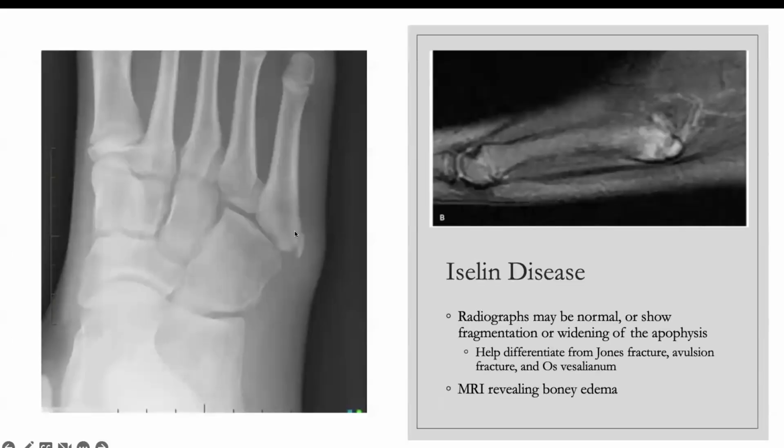On our radiographs, again, we're going to see the fragmentation or the widened apophysis. This is going to be a site where we're going to have multiple fractures that can occur. We can have avulsion fractures or Jones fractures at this area. So you're going to want to get a radiograph or an X-ray to make sure we rule this out. And then our MRI is just showing our bony edema here.